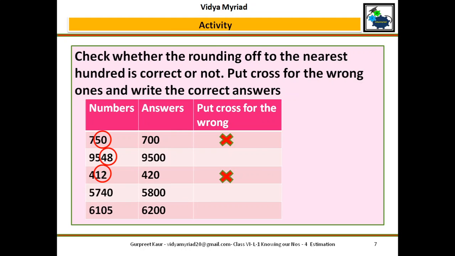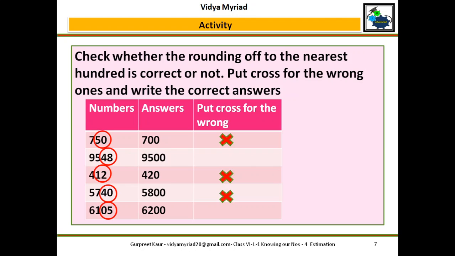Next 4740. Now 40 is less than 50. So it means answer should be either 5700 or it should be 5800. Because 40 is less than 50, answer should be 5700. It is also wrong.